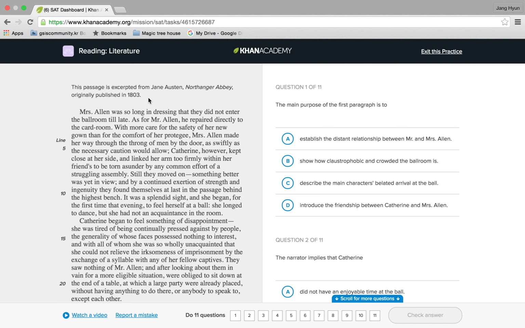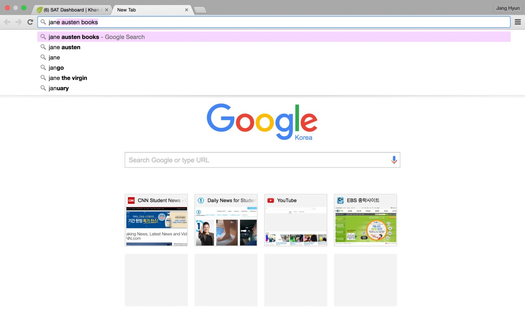This passage is excerpted from Jane Austen, Northanger Abbey, originally published in 1803. So this is quite old. I mean, 19th century. Wait a minute. Let me check something. Austen.